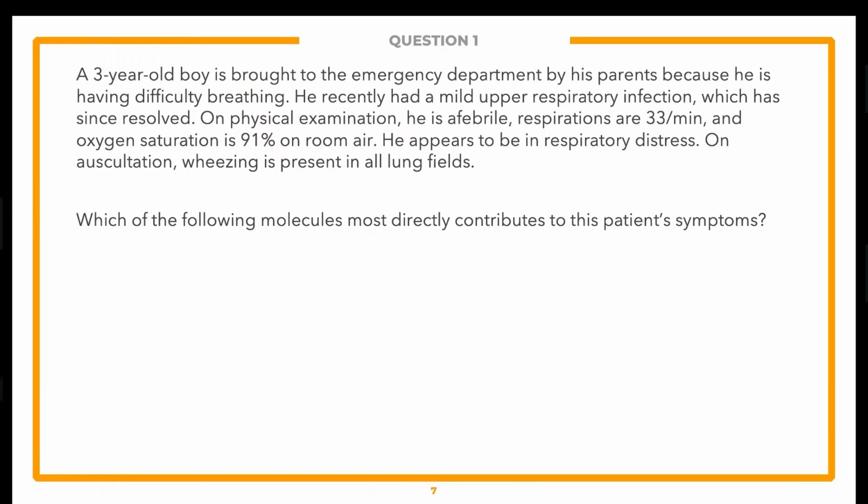So let's go through and highlight some keywords here. And then again, we're going to focus in really on the lead-in here. So again, the lead-in: which molecule most directly contributes to the patient's symptoms? That's not about the diagnosis. They're not asking about what's going on, but which molecule directly contributes to the patient's symptoms. So that's really what's important.